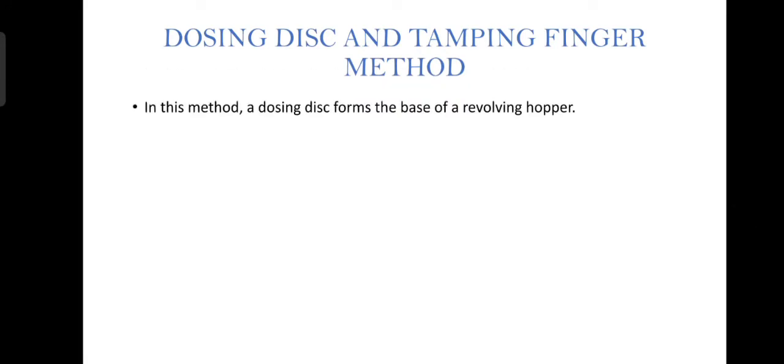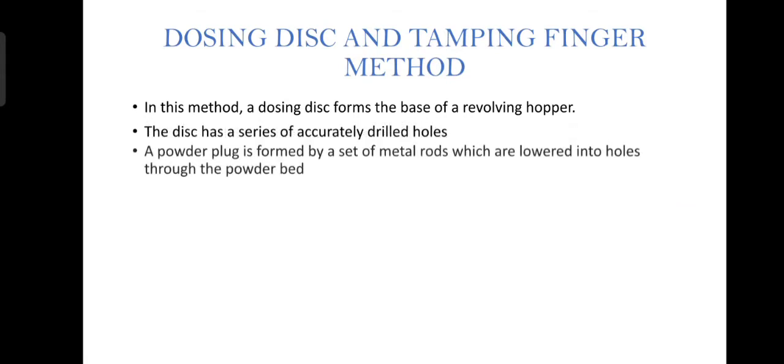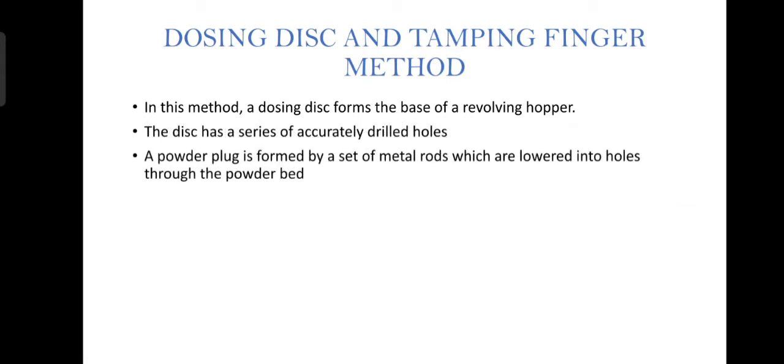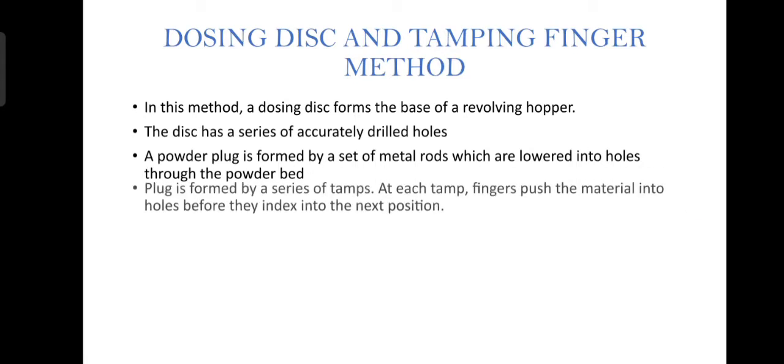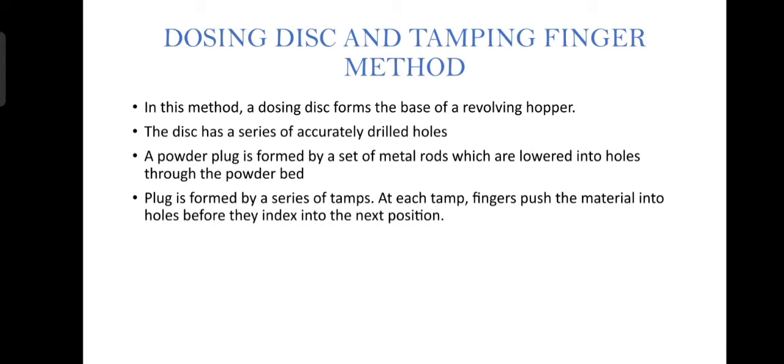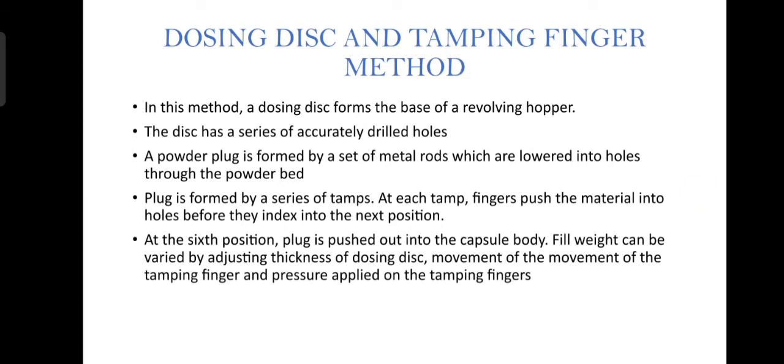Dosing disc and tamping finger method. In this method, a dosing disc forms the base of the revolving hopper. The disc has a series of accurately drilled holes. A powder plug is formed by a set of metal rods which are lowered into the holes through the powder bed. The plug is formed by a series of tamps. At each tamp, the finger pushes the material into the holes before they index into the next position. At the sixth position, the plug is pushed out into the capsule body.